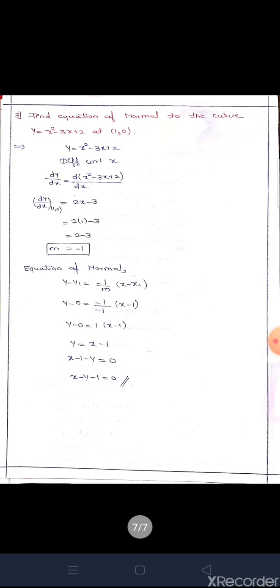Next, third example for normal. Find the equation of normal to the curve y is equals to x square minus 3x plus 2 at 1 and 0. So here y is equals to x square minus 3x plus 2. Differentiate the above given equation with respect to x at the point 1 and 0.